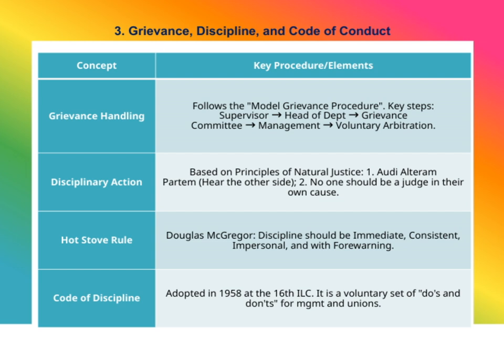Finally, the Code of Discipline was adopted back in 1958 at the 16th Indian Labour Conference. It's a voluntary set of guidelines, kind of a code of do's and don'ts, that management and unions agree upon. It helps create a shared understanding of acceptable behavior and procedures, fostering a harmonious working environment. Bringing it all together, these procedures and principles are vital for maintaining discipline and fairness in the workplace, supporting the overall theme of promoting a respectful and productive organizational culture.